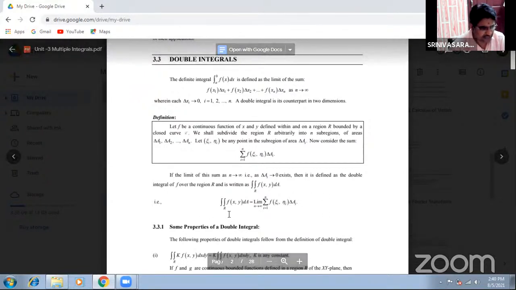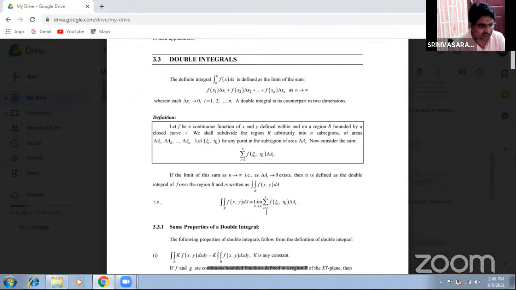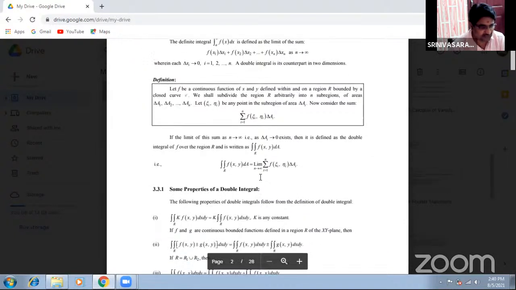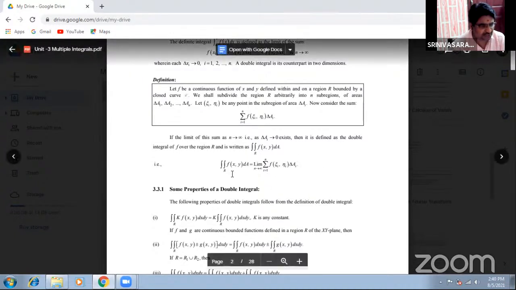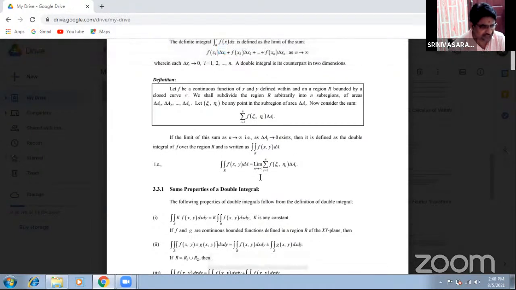Okay, that is the double integral over R of f(x, y) dA, simply the notion of this part. R means the region, which must be located in either the xy dimension, yz dimension or zx dimension. Now the limit as n tends to infinity of the summation of f of zeta i and eta i times delta Ai is the definition of the double integral through the summation.